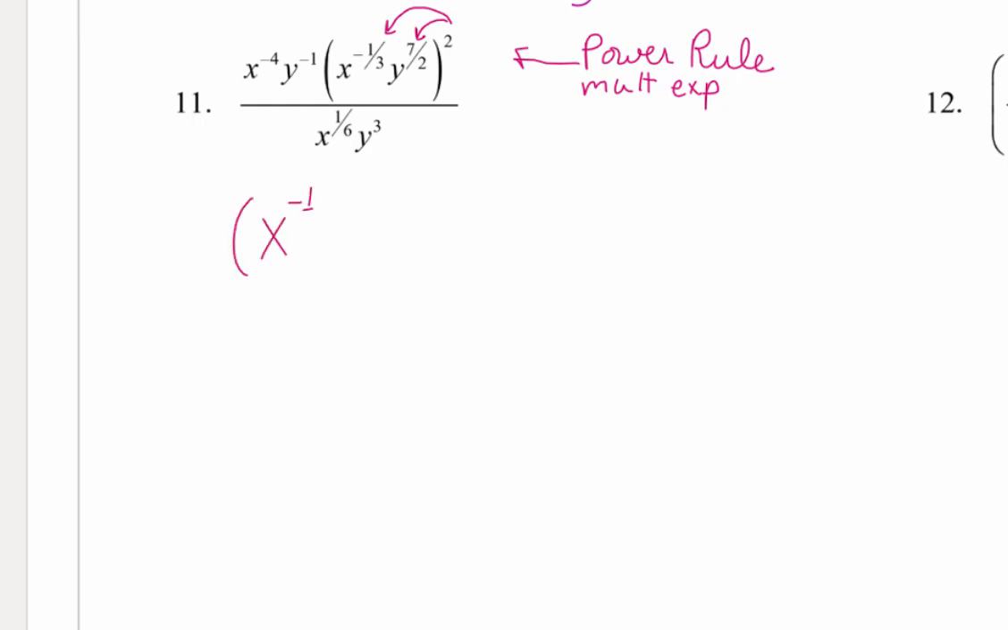X to the negative 1/3 times 2 over 1, y to the 7/2 times 2 over 1. So we're squaring.